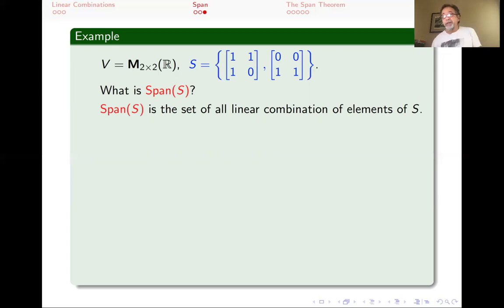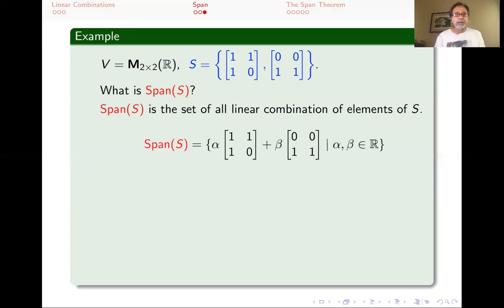If there was an infinite number of things, then I would have to make sure that you understand that when I say linear combinations, I'm only going to take a finite number. And so the span of S means you multiply the first matrix by alpha, the second one by beta, and add them. Anything you get like that is the span of S, and those are the only things that are in the span of S. If you know how to multiply matrices by constants and add them, what you get here is the following types of matrices.